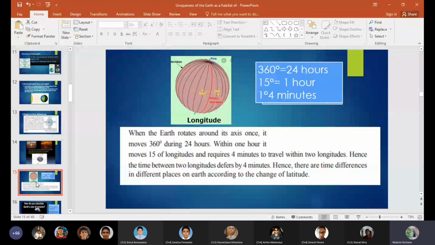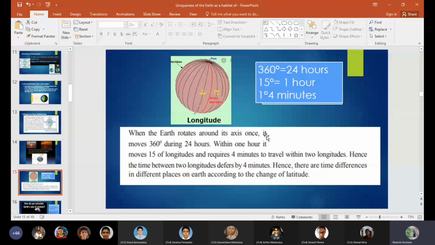What you have to remember is 360 degrees equals 24 hours. This 360 degrees forms 180 degrees located in the eastern hemisphere and 180 degrees located in the western hemisphere. So the western hemisphere and the eastern hemisphere have 180 degrees each. Altogether it forms 360 degrees.